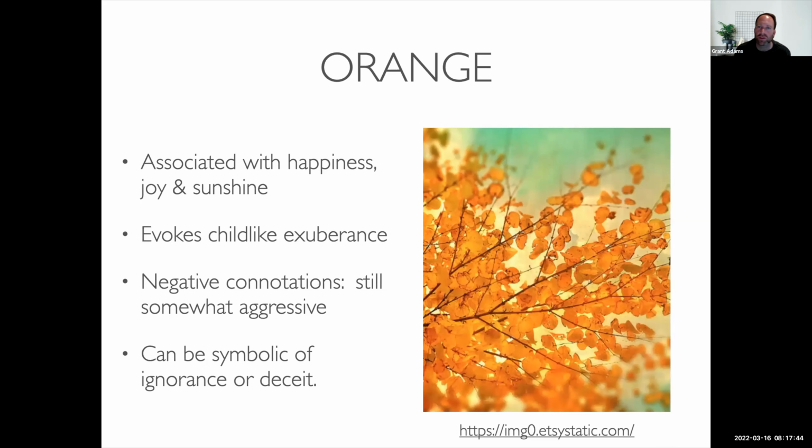Now, as we flip through, you'll start to see some similarities in the warm colors. Orange, generally associated with happiness, joy, sunshine. Negative connotations, maybe it's still somewhat aggressive. It's kind of similar to red. It can be symbolic of ignorance or deceit.